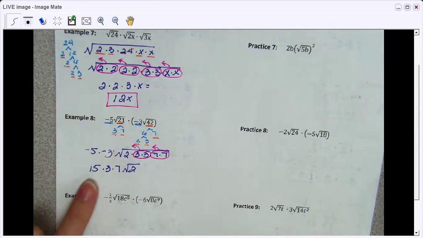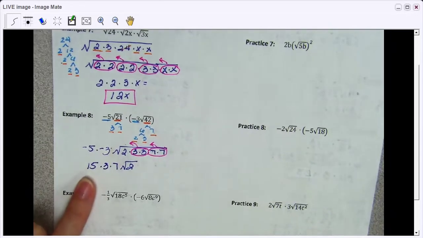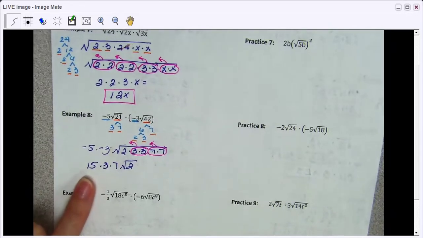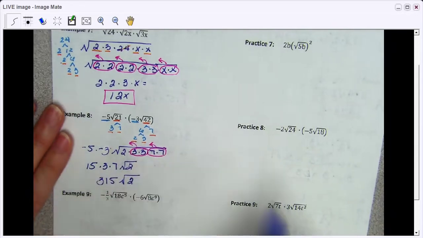Okay, so now we have 15 times 3 times 7, which is 315 square root of 2. Okay.